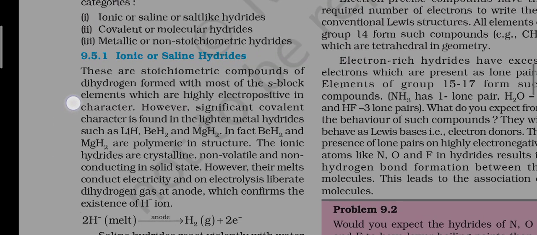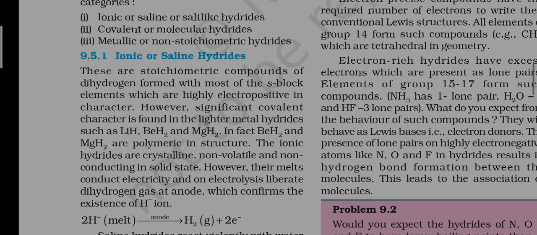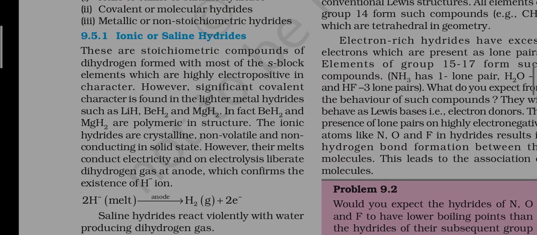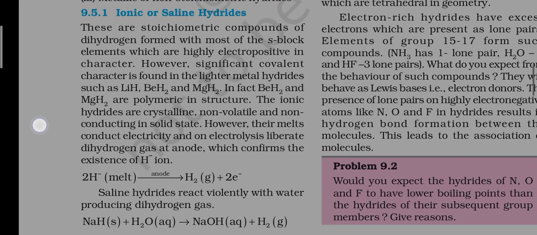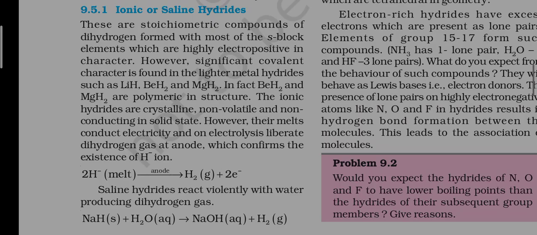Firstly, we will read about ionic or saline hydrides. These are stoichiometric compounds of dihydrogen formed with most of the s-block elements, which are highly electropositive in character. However, significant covalent character is found in the lighter metal hydrides such as lithium hydride, beryllium hydride and magnesium hydride.